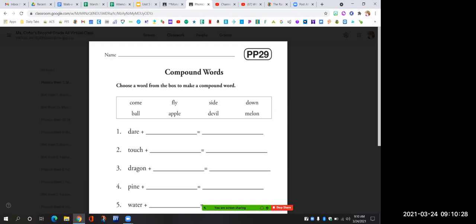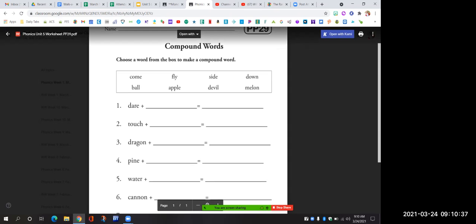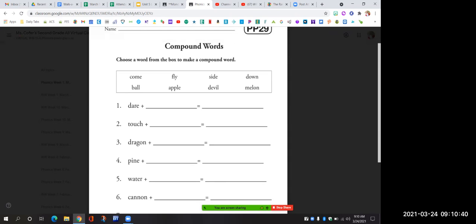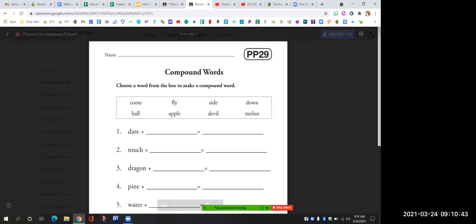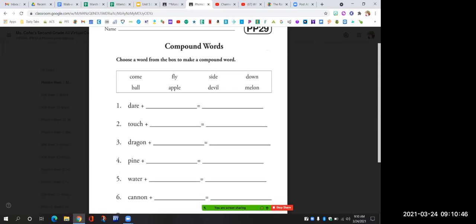A compound word is when you take two words and you squish them together to make a new word. Here are some words inside the box. You have come, ball, fly, apple, side, devil, down, and melon. You're going to add a word from the box onto the line. Like if I have the word dare, could I use come? Dare come? What about ball? Dare ball? Dare apple? What about devil? Daredevil. Have you heard that word before? So the new word would be daredevil, all one word with no spaces.